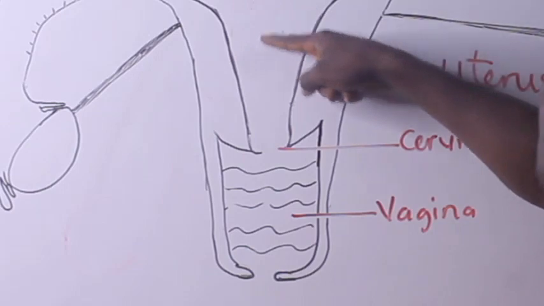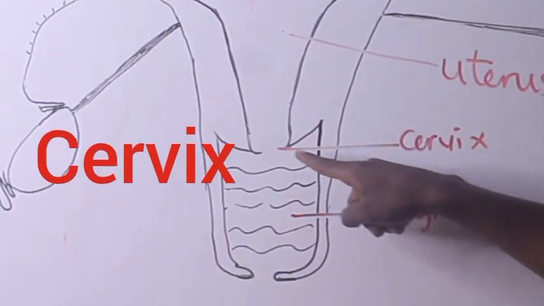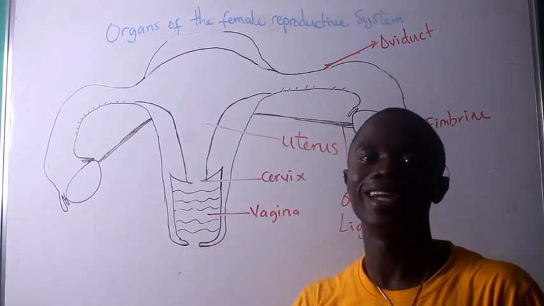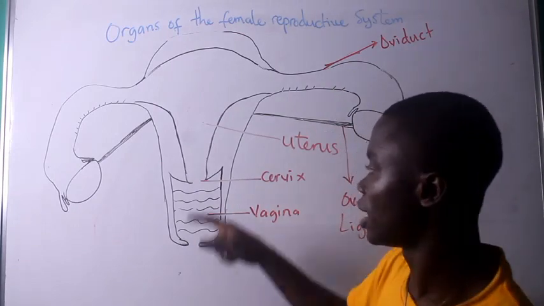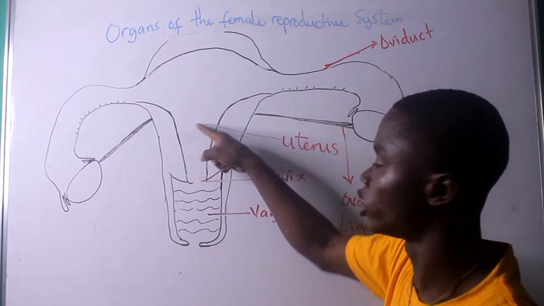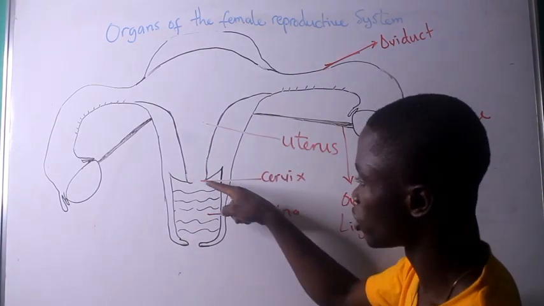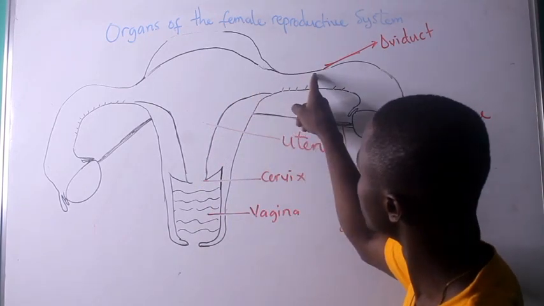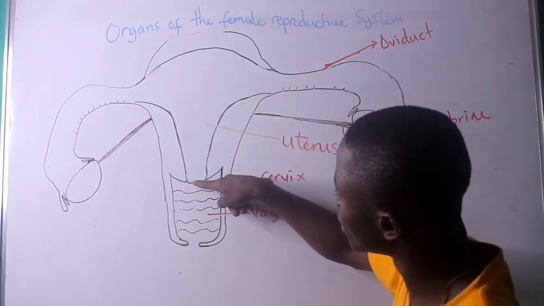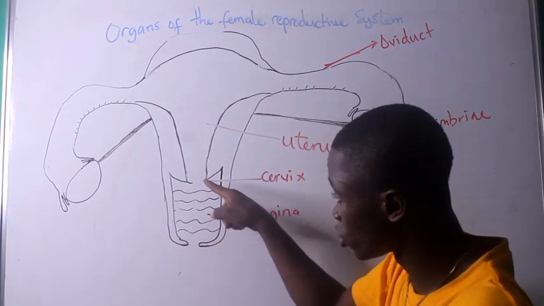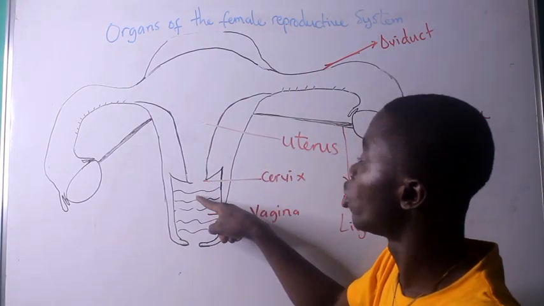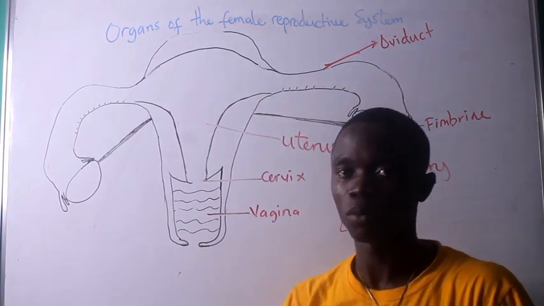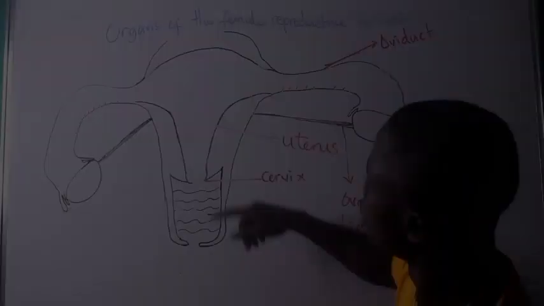Now, right after the uterus, we have a structure called the cervix. The cervix is the neck of the uterus. The cervix connects the vagina to the uterus. This cervix also helps to protect the baby. Whenever a female is pregnant, the cervix can produce a mucus to close this area so that no other foreign substance can enter and destroy the embryo or fetus living in there.